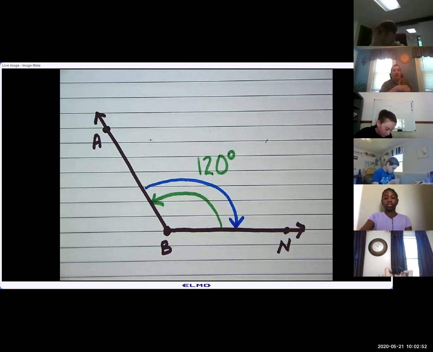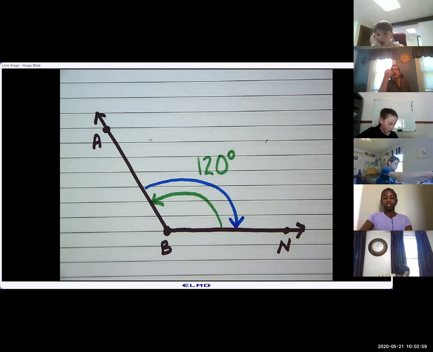Are there any questions? Grayson? Could you also call a straight angle a flat angle? No. Usually a straight angle is also called a line, because that's what it is. It goes in both directions, in opposite directions forever. So it's either called a straight angle or a line. Okay. Any other questions?